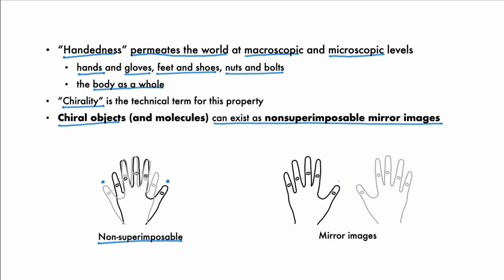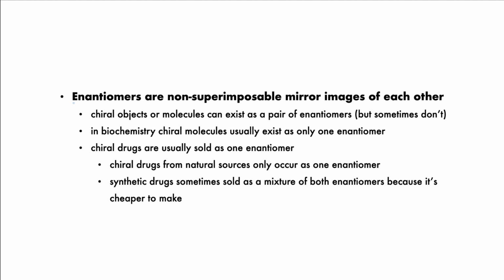We have already seen hands are non-superimposable. If you hold your hands with thumbs next to each other, you can see they are also mirror images. Enantiomers are two objects or molecules which are non-superimposable mirror images of each other. A pair of hands or a pair of gloves are enantiomers. Chiral objects or molecules can occur as a pair of enantiomers. Sometimes only one enantiomer of a chiral object will exist.